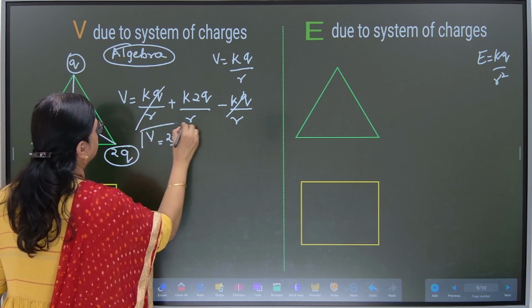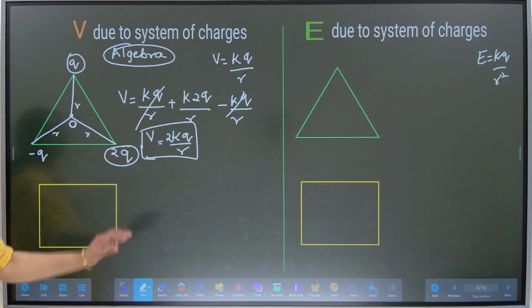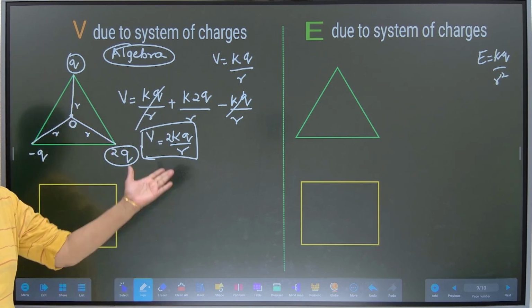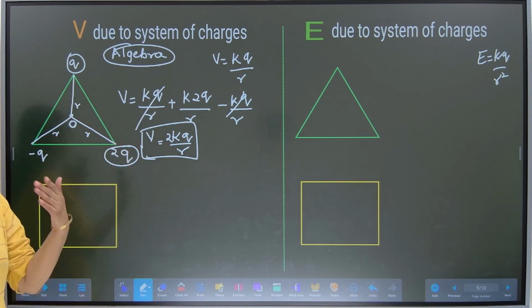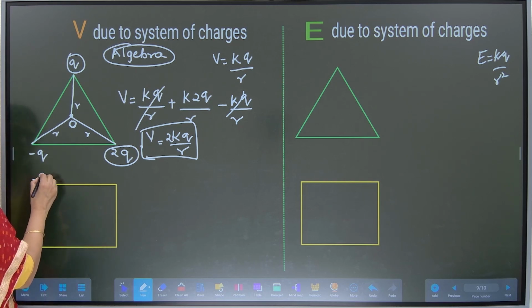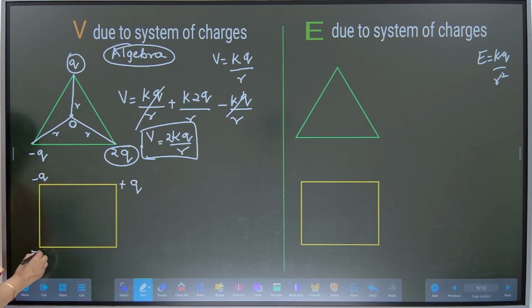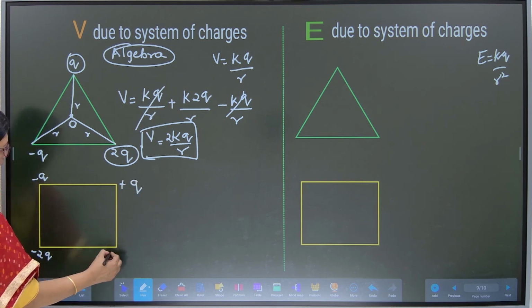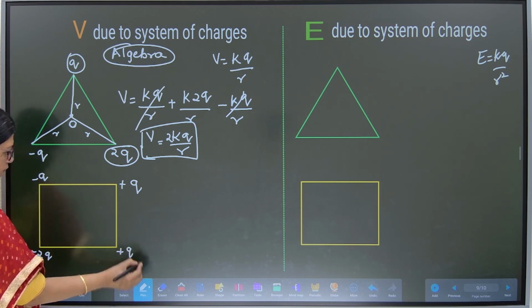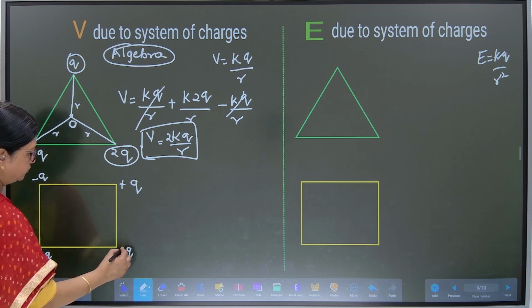That is my answer for this system of multiple charges. Now there were three charges here in this system. I have done my work. In the same way, let me go to a system of 4 charges, and let me use negative q, positive q, negative 2q, and positive q here. Fine, I can even write 2q here.